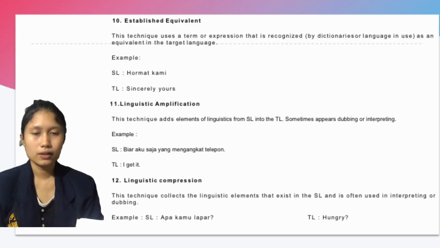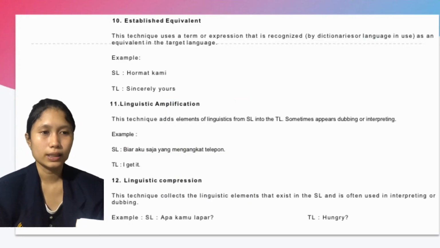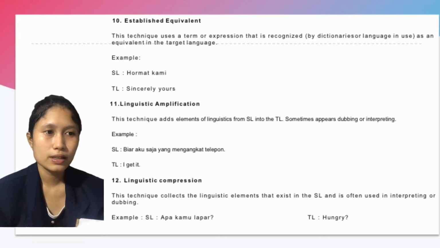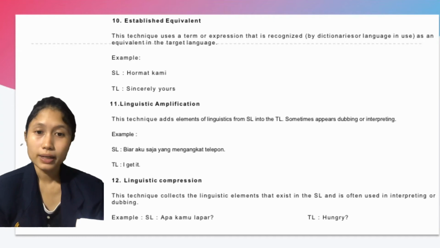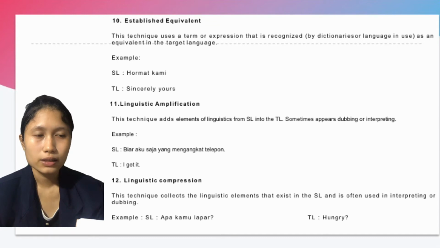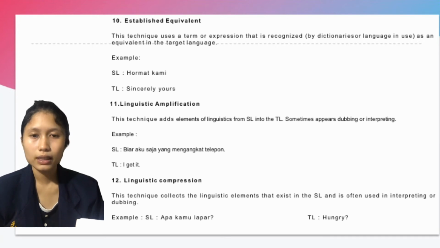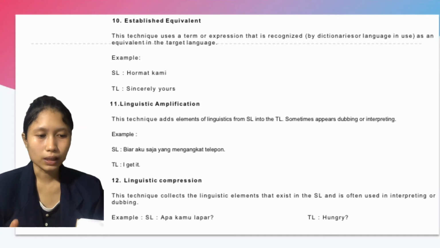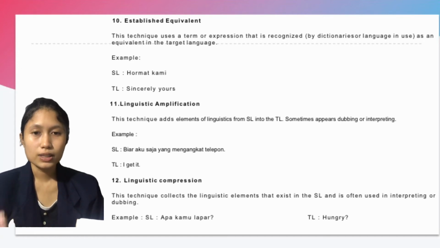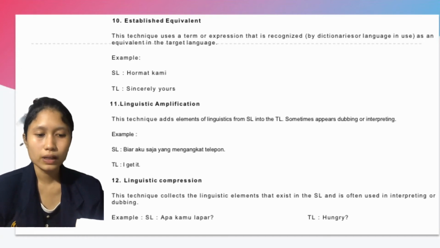Okay, the 10th is established equivalent. This technique uses a term or expression that is recognized by dictionaries or language in use as an equivalent in the target language. Okay, for example, source language "hormat kami", in the target language "sincerely yours". We can see from the example that it uses a term from a dictionary or our daily phrase.